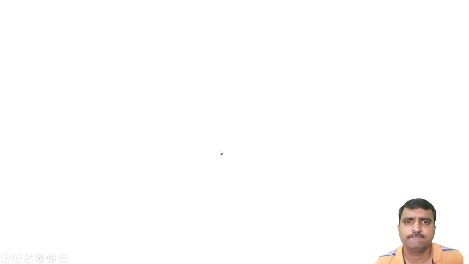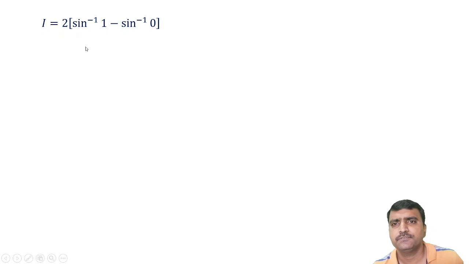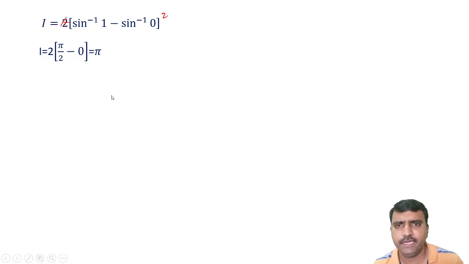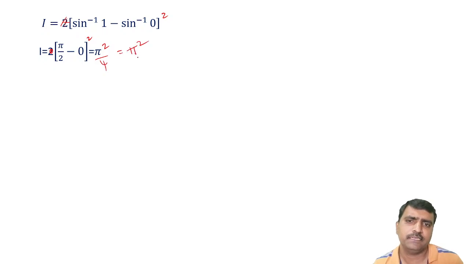So apply the limit. Okay, sorry, this 2 is not there. Actually, this 2 is not there. It is a square of this: sine inverse of 1 minus sine inverse of 0, whole square. So this is pi by 2 whole square. That final answer is pi square divided by 2 square, which is 4. So it is pi square divided by 4. Pi square divided by 4 is the double integral value.